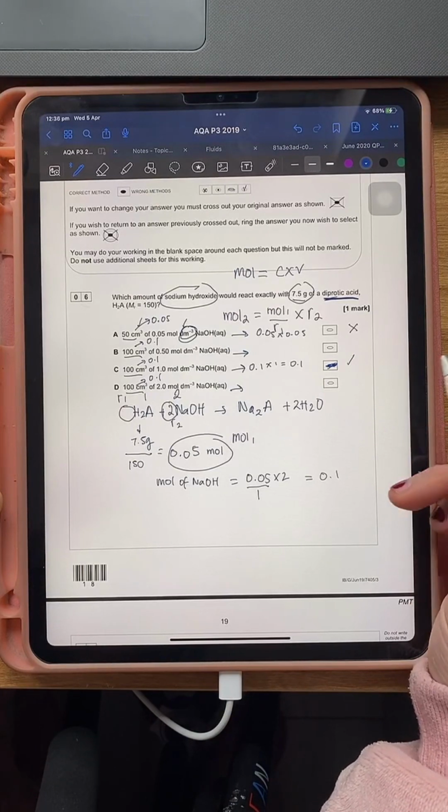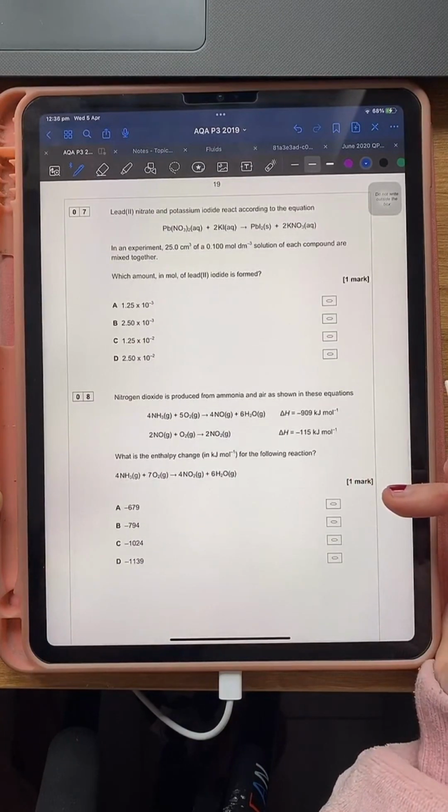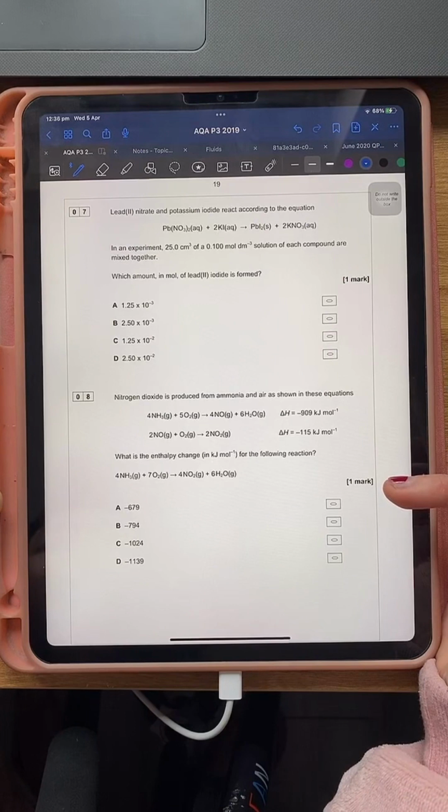We have here lead(II) nitrate and potassium iodide reacting according to the equation. In an experiment, 25 cm cubed of a 0.1 mol dm cubed solution of each compound are mixed together. Which amount in moles of lead(II) iodide is formed?